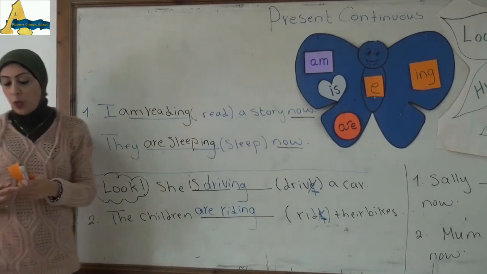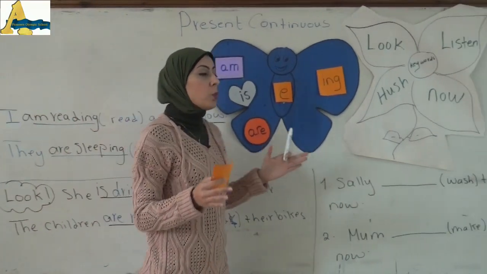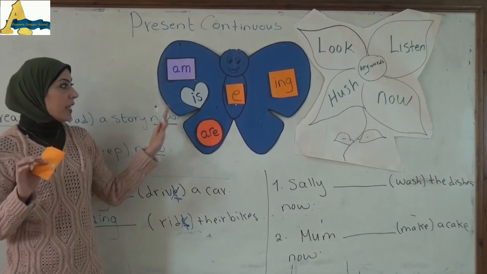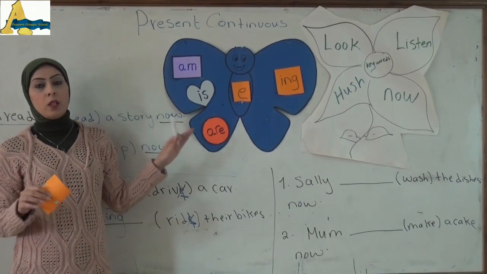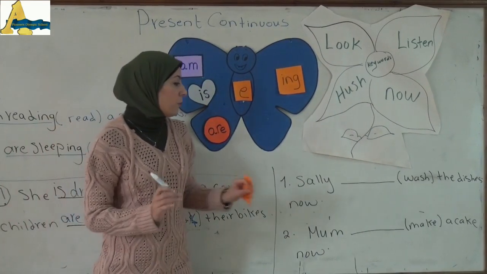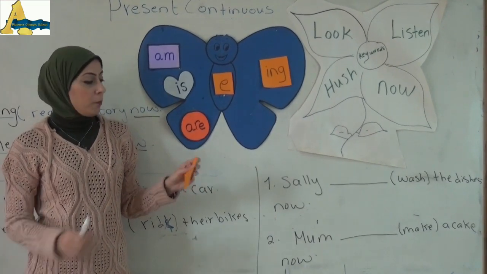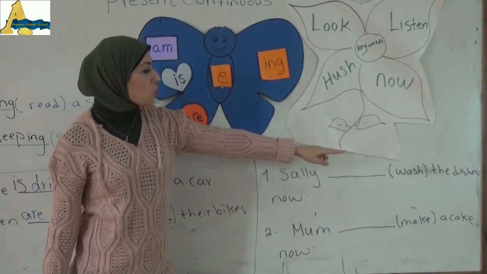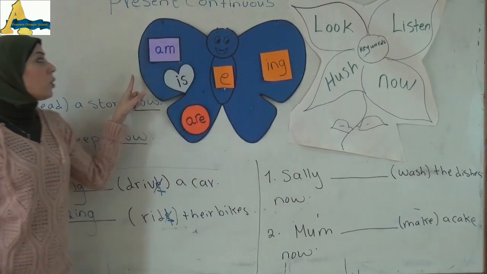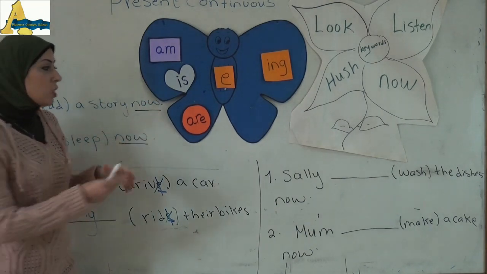Now we are going to move to another two sentences. It's a mix between the first rule, which is you just add ing to the verb, and the second one, where you cross the e and you put ing. Let's see here. Come on, please, I want you all to draw your own butterfly. Sally wash the dishes. Let's look at Sally, and let's go to our butterfly. Sally will take am or is or are? Excellent, it will take is.